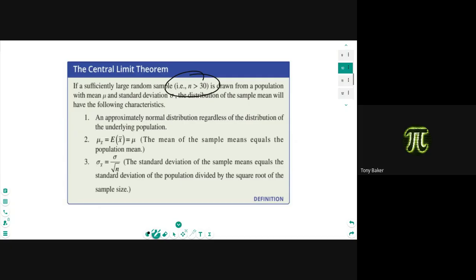It will be a normal distribution, regardless of the distribution of the underlying population. So the 30 people you pick, you will get a normal distribution out of it. The mean of the sample means equals the population mean. So when I take the mean of all those surveys that I did, it's going to be equal to the mean of the actual population.